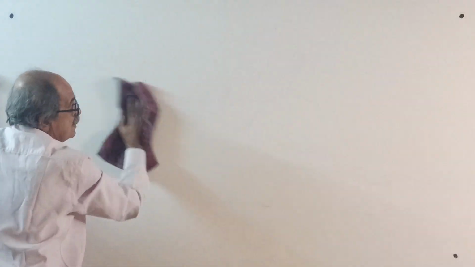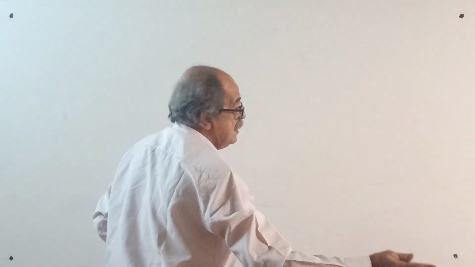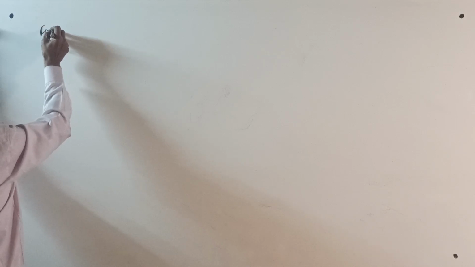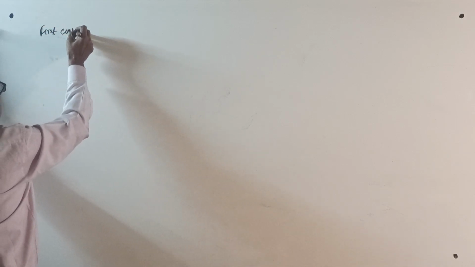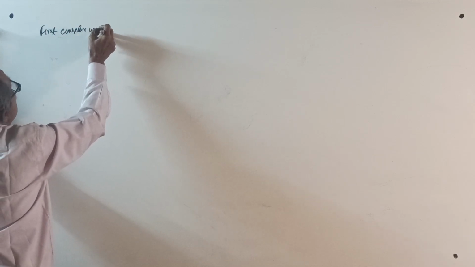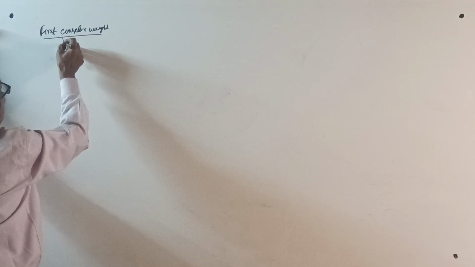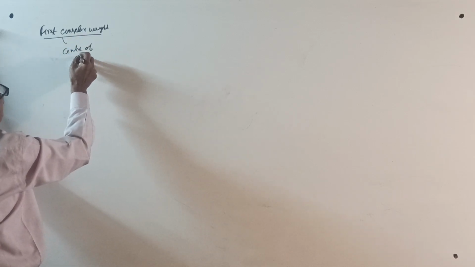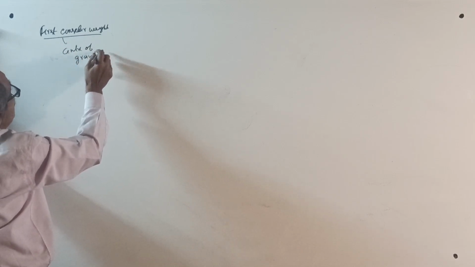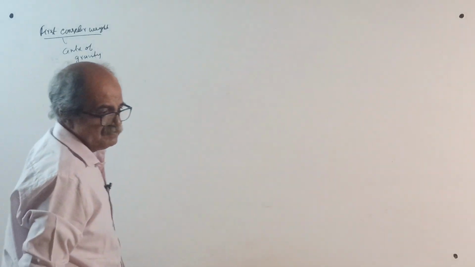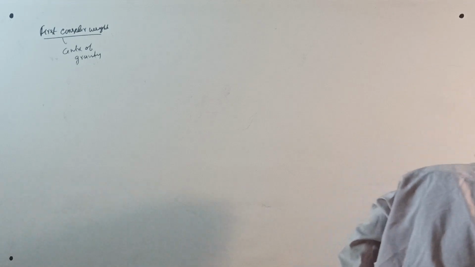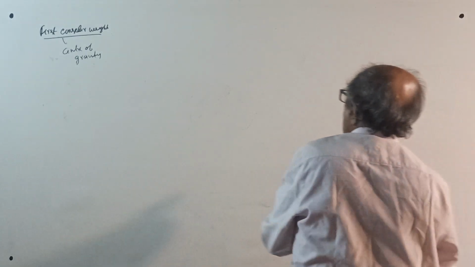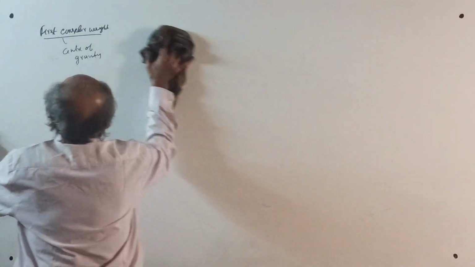Okay, now see. First, consider weight. That is, we are considering center of gravity. See, because of the wetness, it is happening. Okay, one minute. Because it is a little wet, the ink is spreading there. Okay, I'll use a rough cloth.